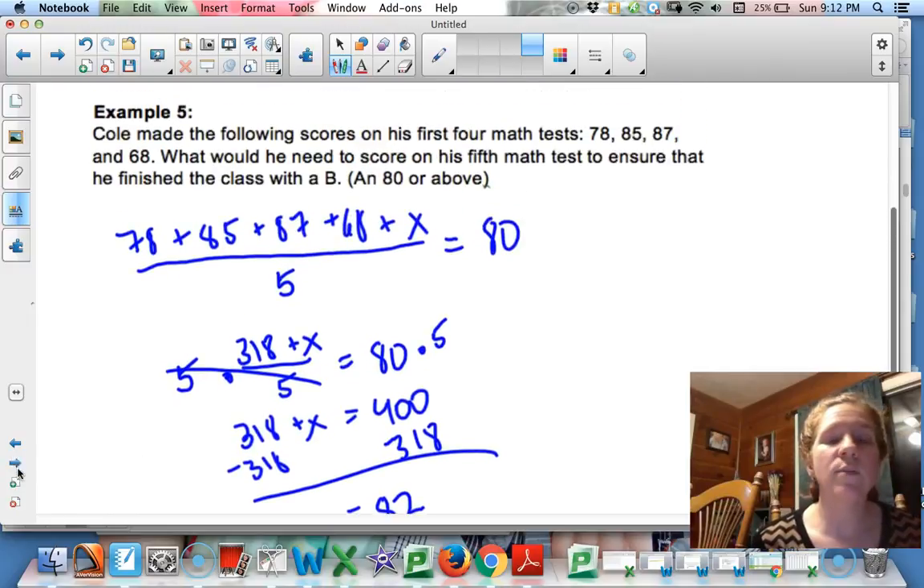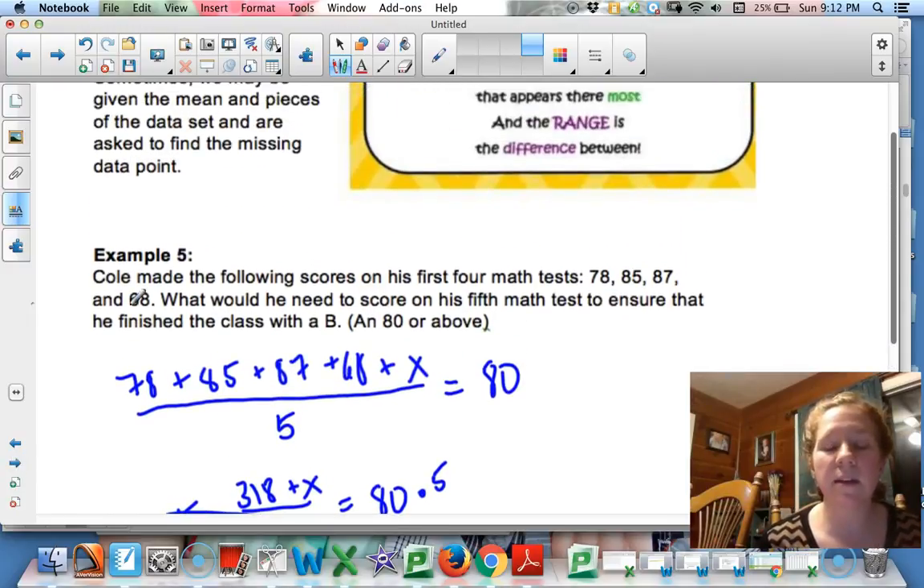All right, so next we're going to talk about measures of variability, but I'm going to stop it here and let you practice measures of center a little bit if you want, and then we'll come back and do measures of variability in this same lesson.